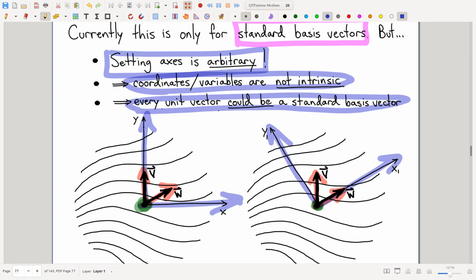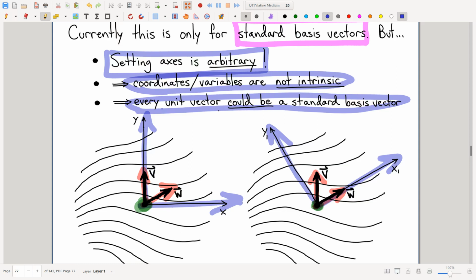Let's take a pause on this real quick. You're all willing to buy this? Axes are arbitrary. Again, it's a common choice to have your axes be east and north, but it is arbitrary.